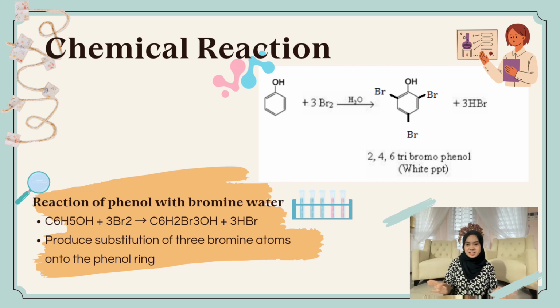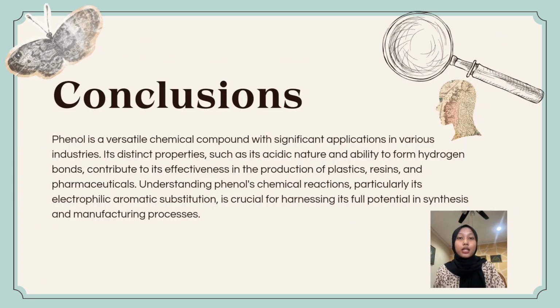Another common reaction involving phenol is its reaction with bromine water. When phenol reacts with bromine water, it undergoes electrophilic aromatic substitution to form 2,4,6-tribromophenol. This reaction results in the substitution of three bromine atoms onto the phenol ring, leading to the formation of 2,4,6-tribromophenol.